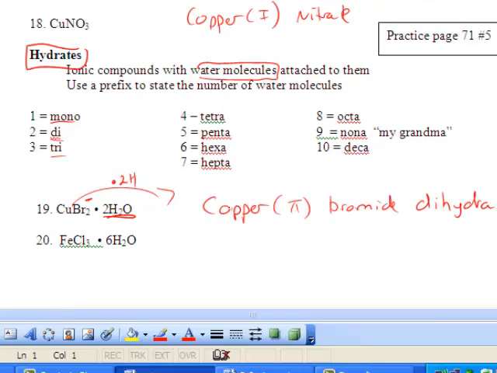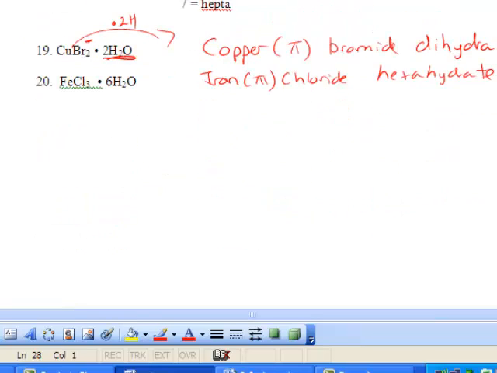Okay, and the last one here, we have iron(III) chloride, and then we have hexa because there's 6 hydrate. Okay, so I'm sure we're going to have lots of time to plug away at these, lots of practice problems tomorrow. If you have questions already, write them down.